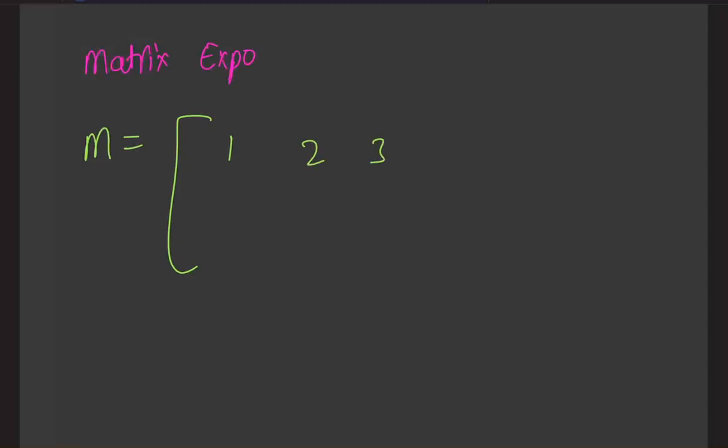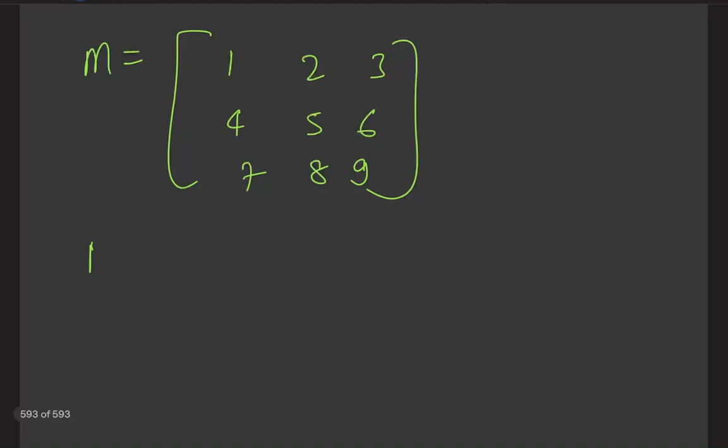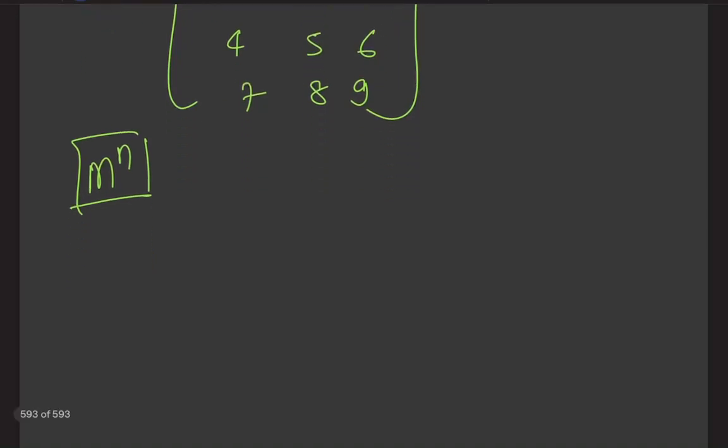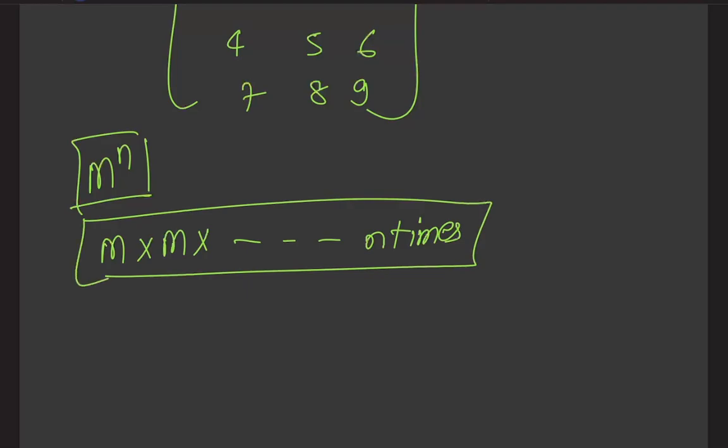So what is matrix exponentiation? Let's say you have a matrix m, with entries 1 2 3 4 5 6 7 8 and 9, and you have to raise it to power n. One of the basic or naive solutions is just to multiply m n times, and you will get your matrix m raised to the power n.